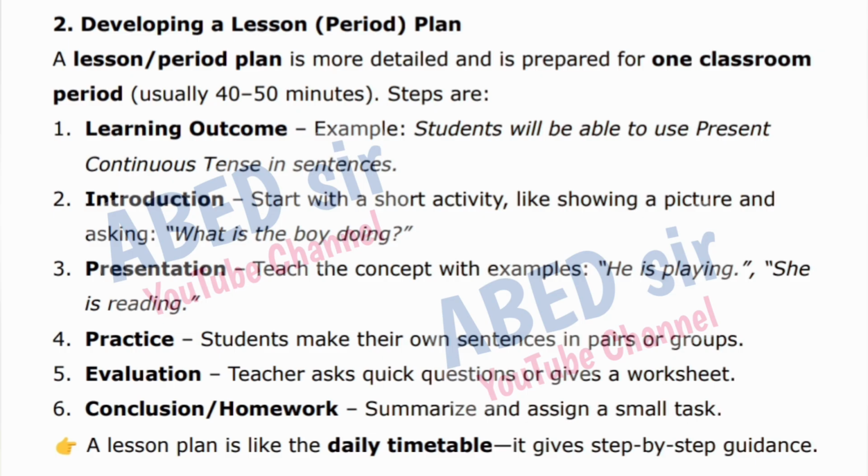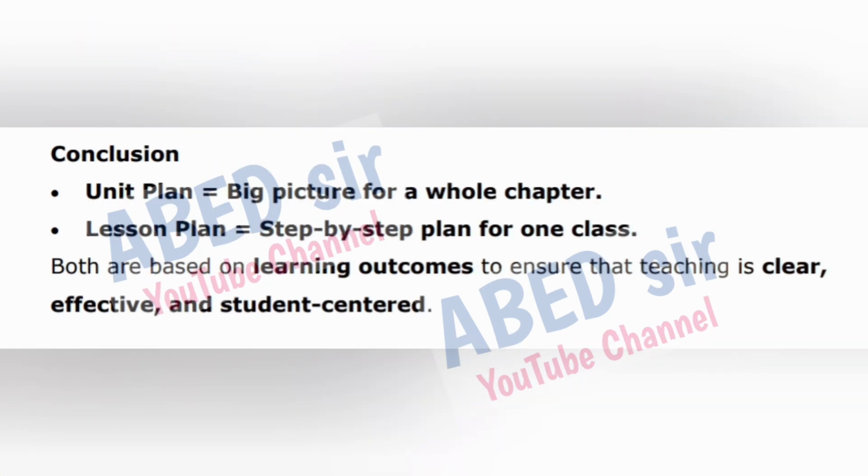3. Presentation. Teach the concept with examples. He is playing, she is reading. 4. Practice. Students make their own sentences in pairs or groups. 5. Evaluation. Teacher asks quick questions or gives a worksheet. 6. Conclusion. Homework. Summarize and assign a small task. A lesson plan is like the daily timetable. It gives step-by-step guidance.